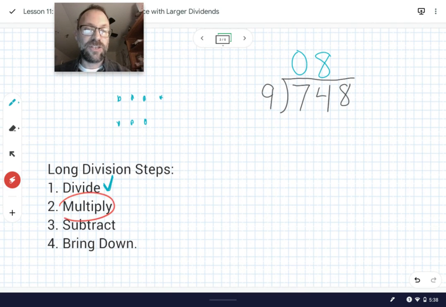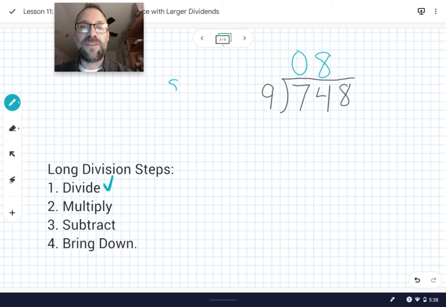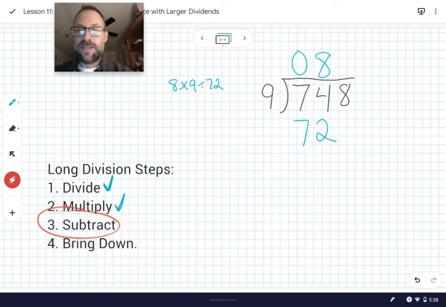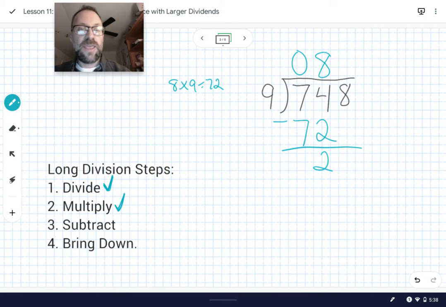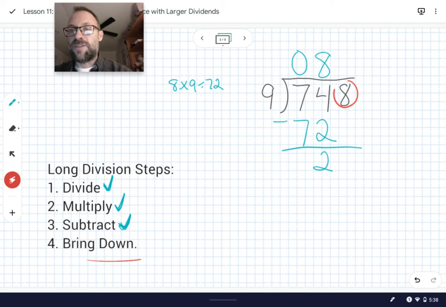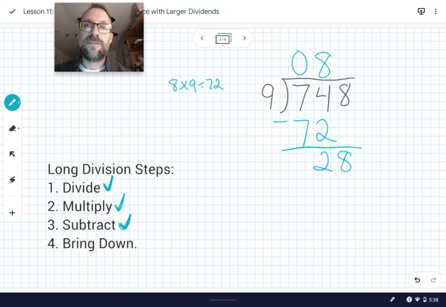Now we're going to get to the multiplication step, and we'll multiply. Let's do 8 groups of 9. That's 72. So we'll write the 72 below the 74 and line up our digits. That takes care of the first multiplication step. And now we're going to subtract 74 minus 72, and we'll get 2. And that's the subtraction step right there. Okay. And then we'll bring down. So let's bring down this 8 next to our remainder to create a new dividend. That is what's left to divide. That takes care of our bring down step.